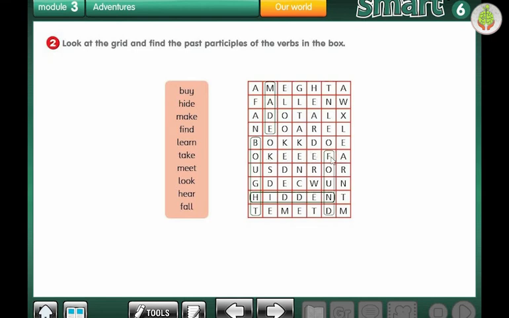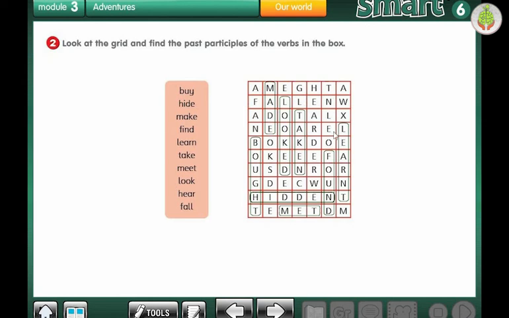Found. Here it is. Now we have learn, learnt, learnt. Okay, where is it? Here it is. Learnt. Take, taken, taken. Here it is. Taken. Meet, met, met. M-E-T, met. Where is it? Let's search about it. Here it is. All right. Look, looked, looked. L-O-O-K-E-D.